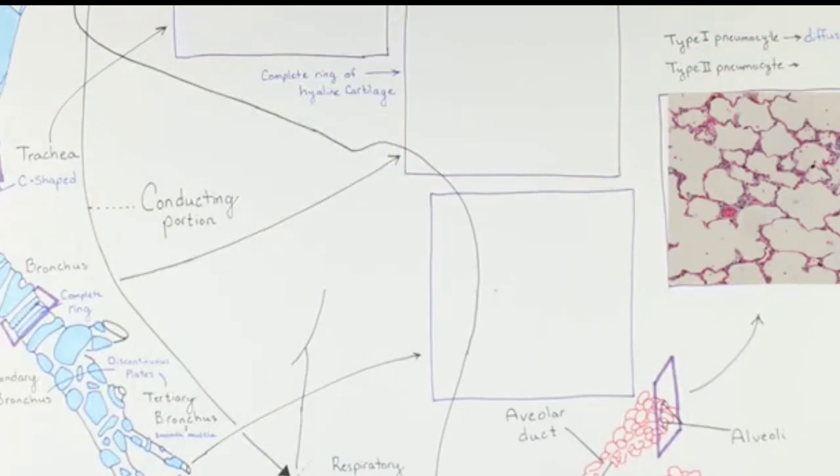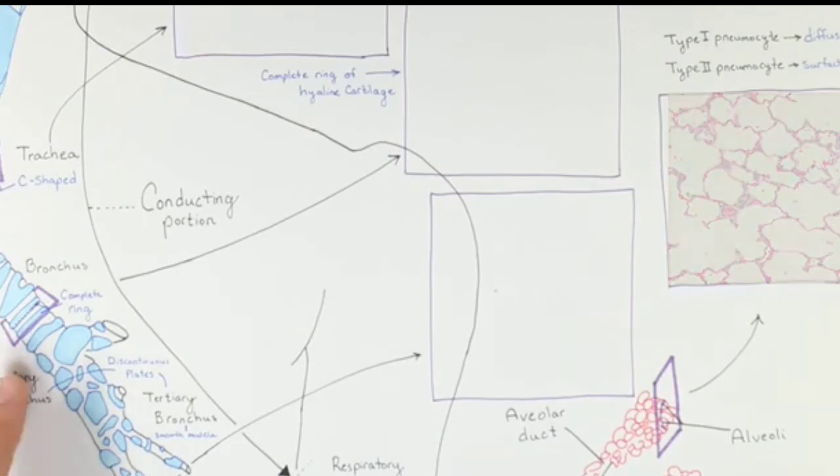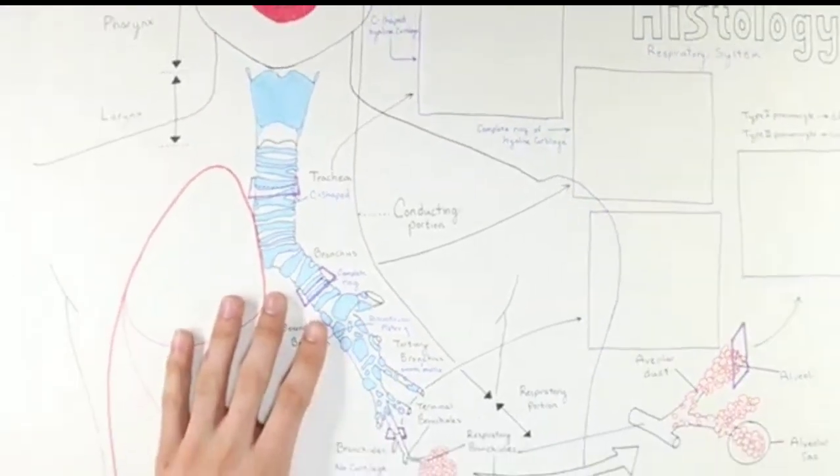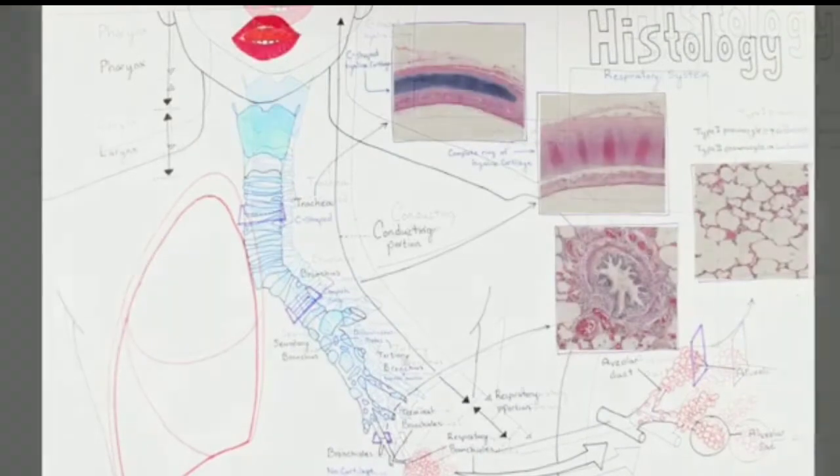Type 2 pneumocytes make up the remaining 5% of the alveolar wall and are responsible for producing pulmonary surfactant. Surfactant lowers the surface tension within these fine structures and prevents alveolar collapse. And with that, we are completed with the topics for this lecture.